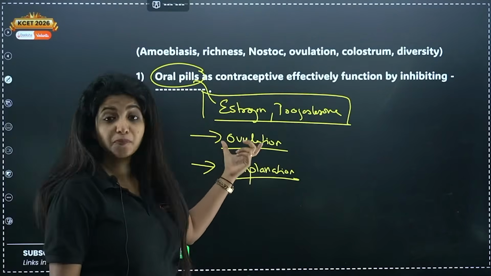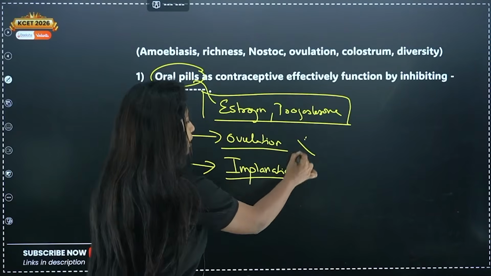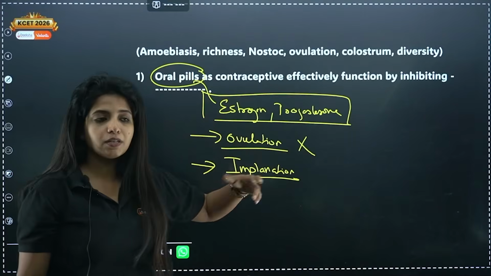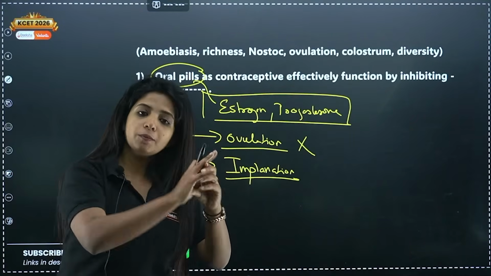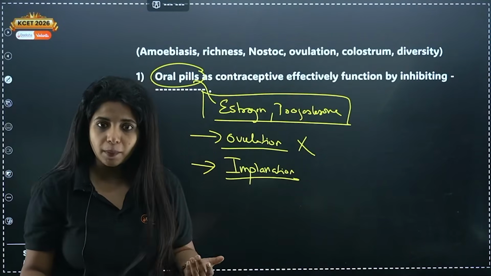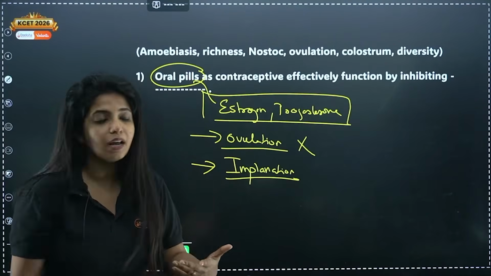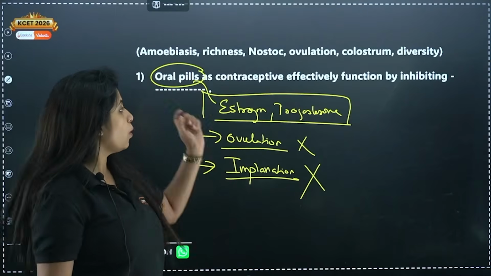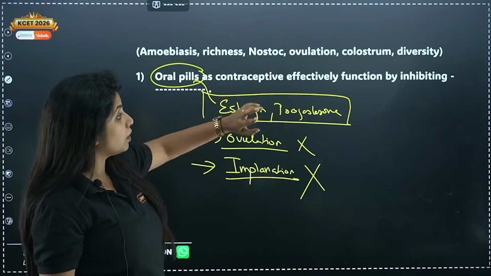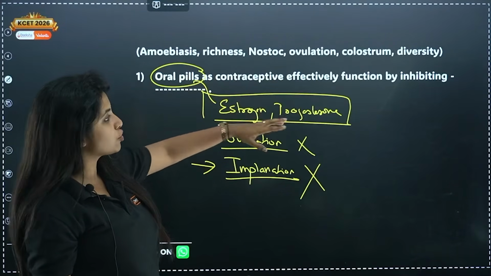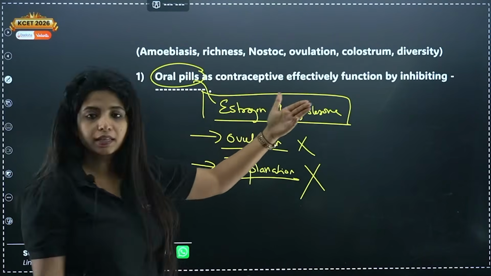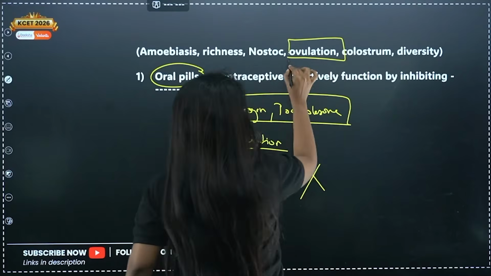So ovulation, they were helping in that, but now they won't be helping with that. They would not allow implantation to happen, even if, suppose, ovulation has taken place, the egg is released, and the sperm came and fertilized it. Now you need implantation to happen for the development to take place, right? So implantation can also be affected. Okay, so oral pills as contraceptive effectively function by inhibiting what? Amoebiasis, richness, Nostoc, ovulation, colostrum, diversity. The answer for this question would be ovulation.